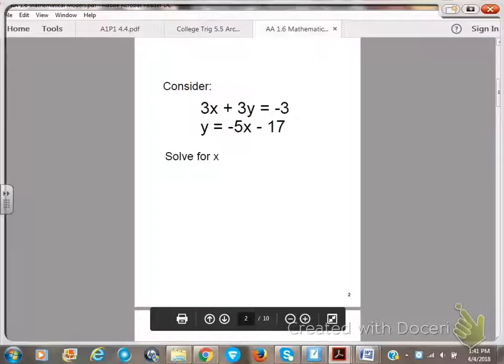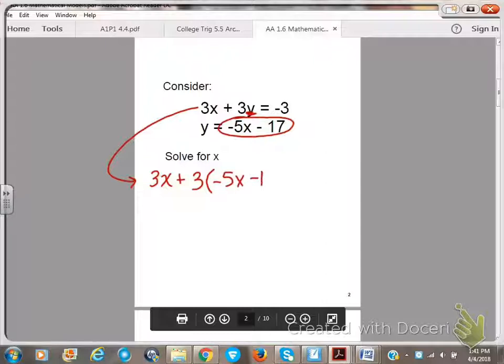One way that we could go about doing this is that this y right here can be replaced with all of that. What that allows us to do is now write this equation as 3x plus, now will this 3 right here still be part of the equation? Yes. Instead of the y, what are we going to write down though? And then equals negative 3. At this point, is x the only variable in that equation? Okay, so then this is algebra 1 and you just solve and get x by itself.